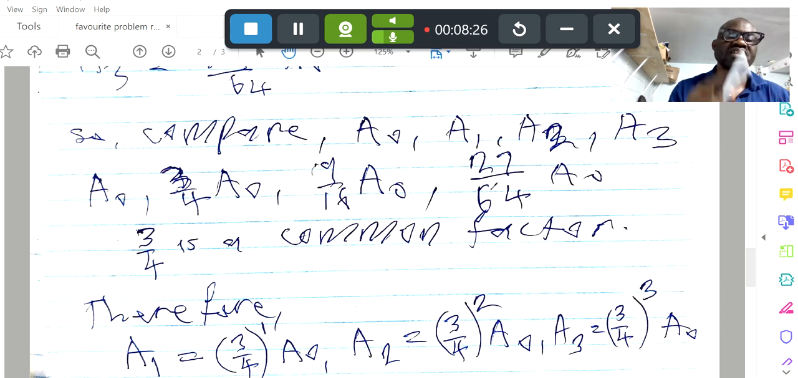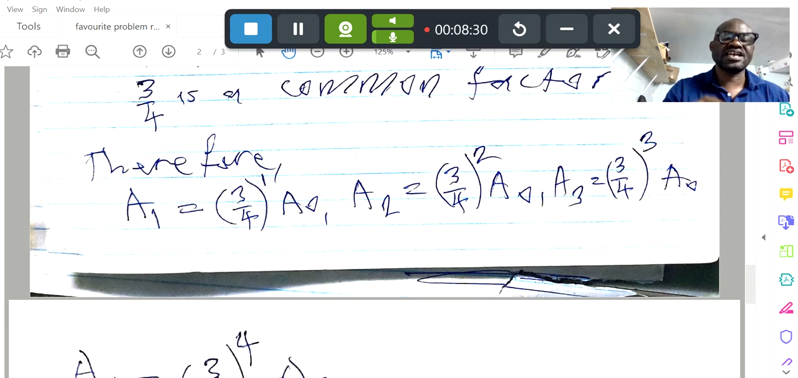So 3 over 4 is a common factor in this place. Therefore, A1 is equal to 3 over 4 raised to power 1 times A naught. A2 is equal to 3 over 4 raised to power 2 times A naught. A3 is equal to 3 over 4 raised to power 3 times A naught.